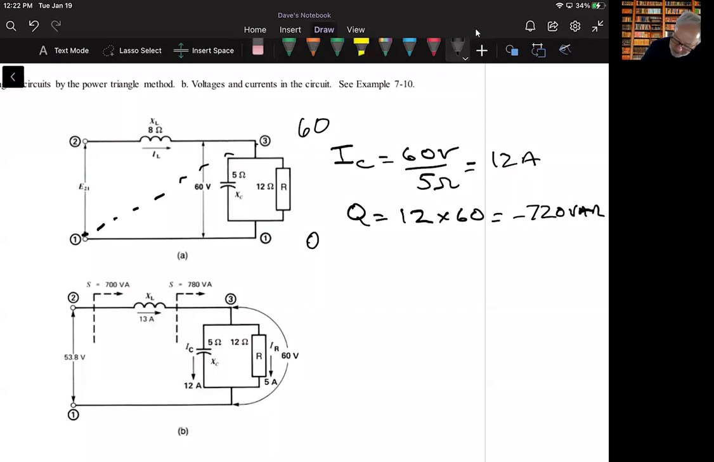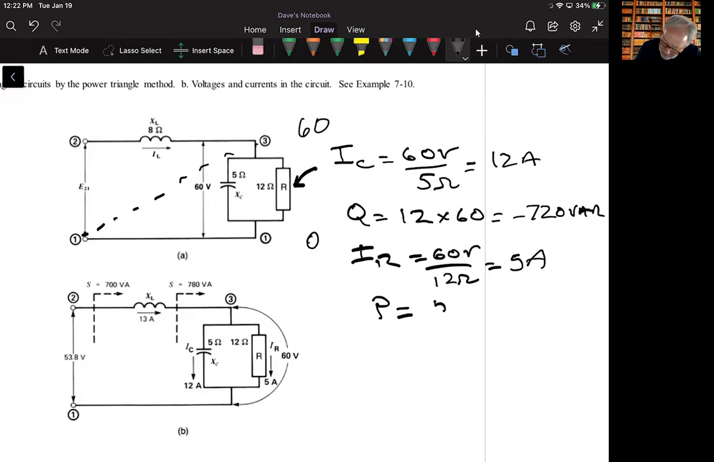Similar idea with the resistive current. The current going through this resistor is going to be 60 volts divided by 12 ohms, which will give us 5 amps. The active power associated with that resistor will be the current times the voltage, and that will come out to be 300 watts through there. Okay, so far so good.